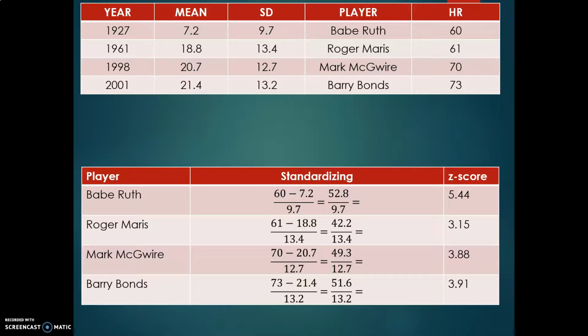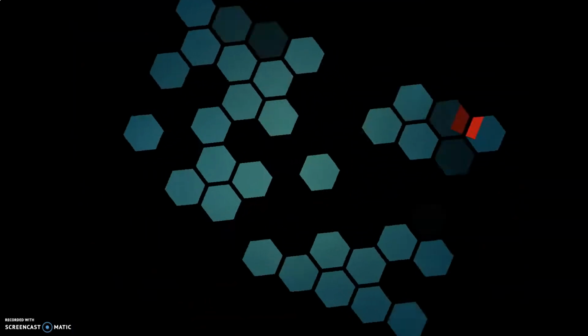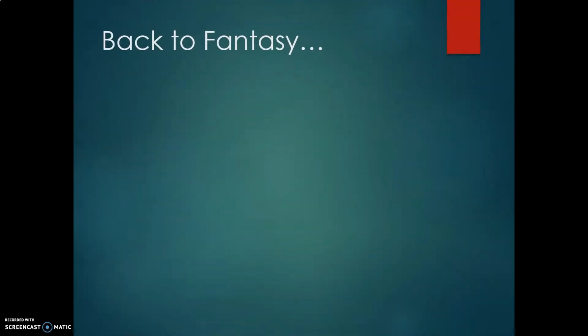He was so much better at hitting home runs than anybody else who he played with and during his entire era. Most people consider Babe Ruth the reason why the home run is considered such a powerful statistic and such an important and exciting part of the game of baseball. So this just goes through what we just talked about. Barry Bonds' name might be in the record book, but relatively speaking, Babe Ruth had the greatest performance in a single season for being the home run champ.